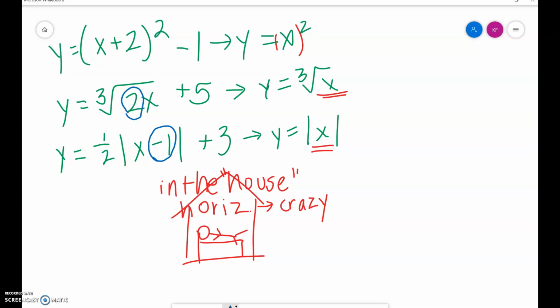Another example is this 2 right here. Because that's been multiplied, not added or subtracted, but multiplied, that is some type of stretch or compression. And again, you would see the 2 and think, I must be horizontally stretching this by 2. But it's crazy, and so it's actually a horizontal compression by 1/2. Because it's crazy. So those are kind of the ways that I remember stuff inside of the house.